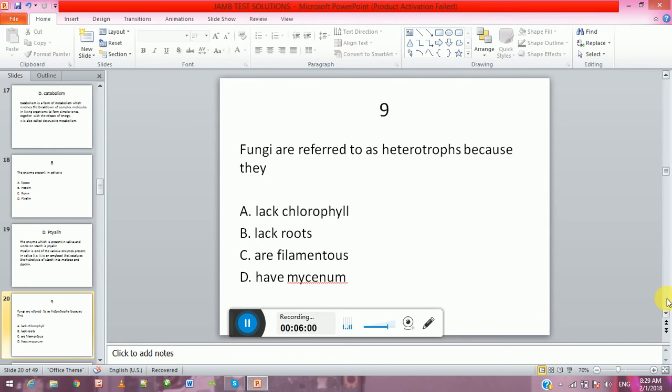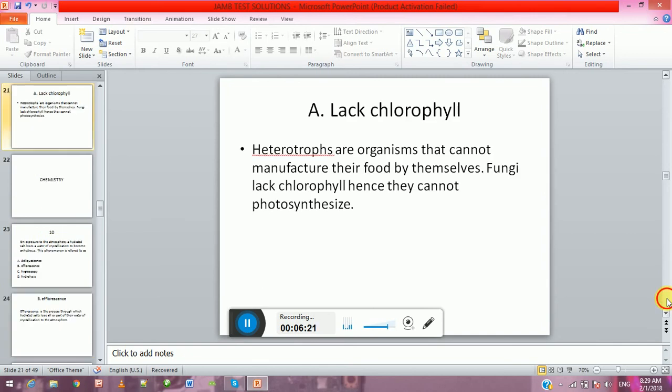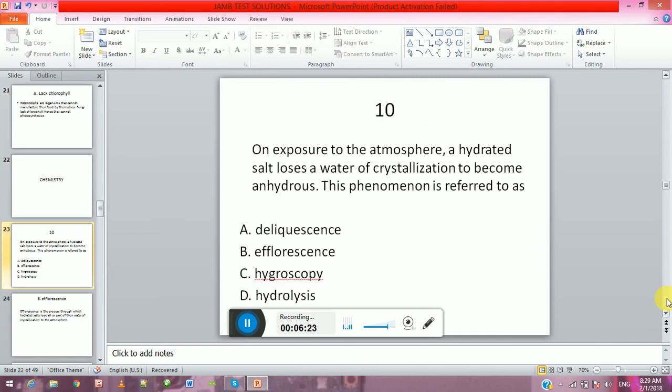Now, the separation method that is used to separate insoluble solid from a liquid is decantation. If you want to separate soluble solid from a liquid, you use evaporation. If you want to separate two miscible liquids, you use distillation. If you want to separate a solute from a solvent by addition of another solvent or solute, you use precipitation. So the answer is decantation to separate insoluble solid from liquid.